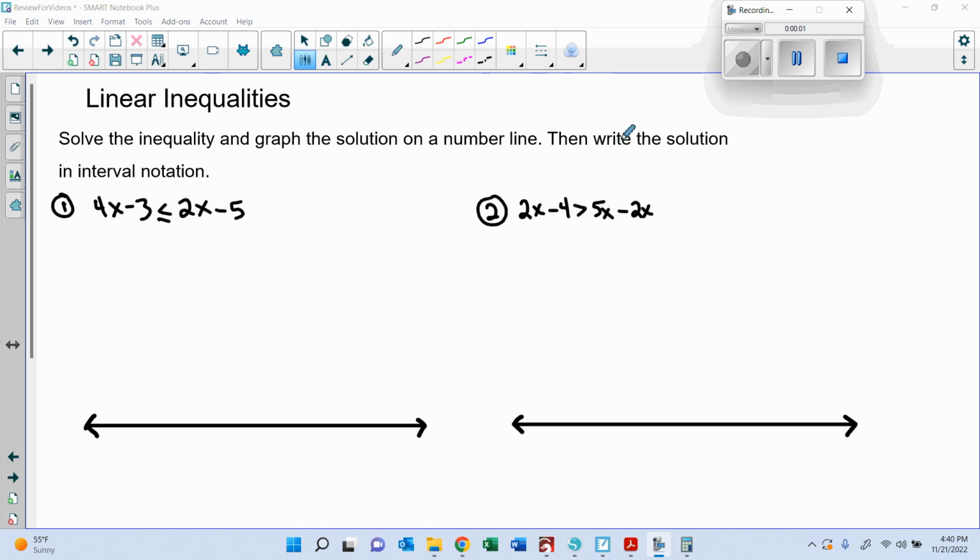All right, so another review video for the final. This one will be linear inequalities and also just the very beginning of the coordinate system. We'll talk about a few things about linear equations and the coordinate system. All right, so we're going to talk about solving linear inequalities and graphing them.